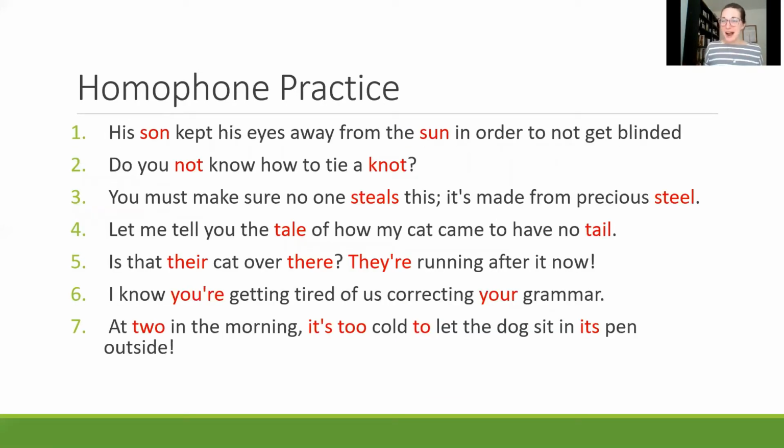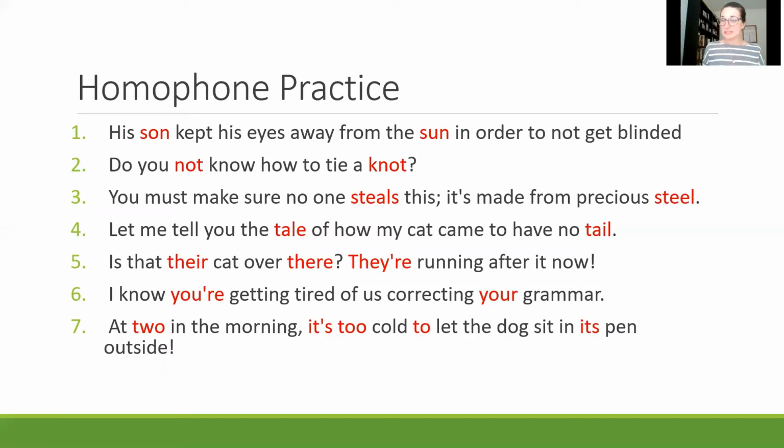So just to look at some practice and examples here, we see the following sentences. His son kept his eyes away from the sun in order to not get blinded. Well, we see son, S-O-N, meaning a father and son, like a family relationship, and sun, S-U-N, like the sun we see outside. For the second one, we see, do you not know how to tie a knot?